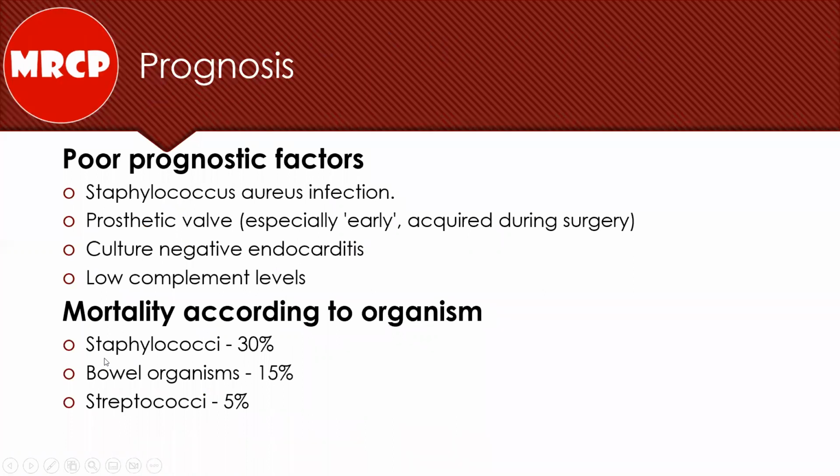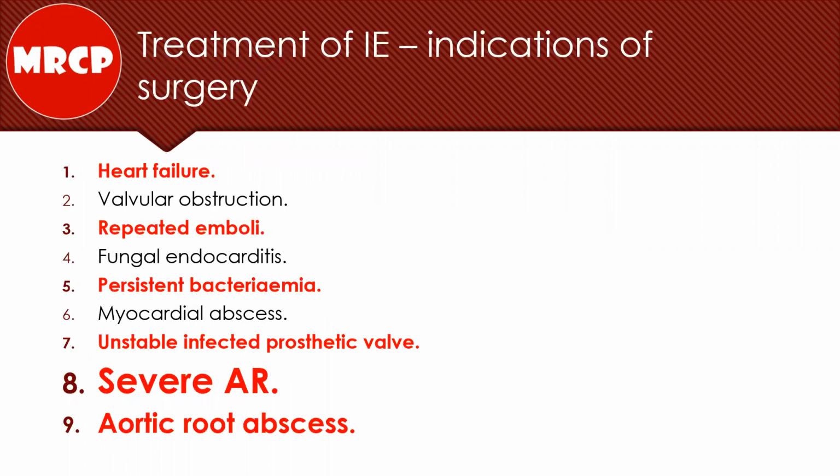I told you before about the patient with severe acute aortic regurgitation due to infective endocarditis, complicated by heart failure, and we referred him directly for surgery. Aortic root abscess is an indication for surgery.